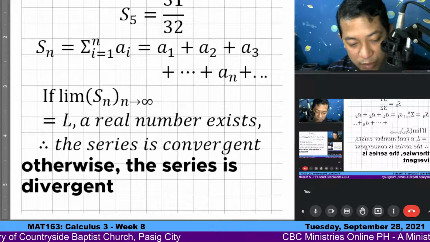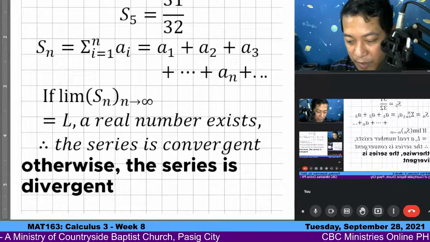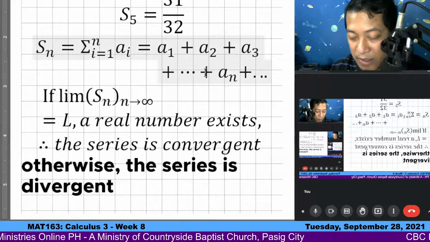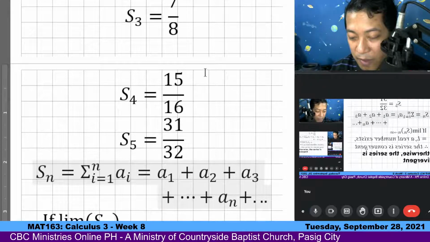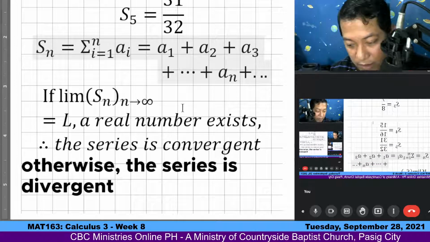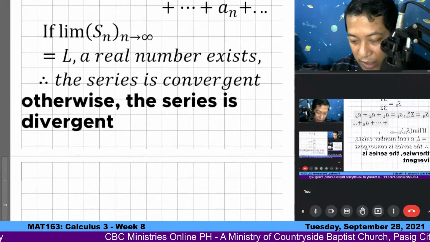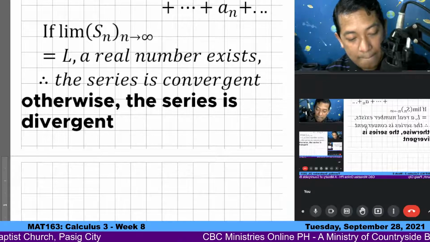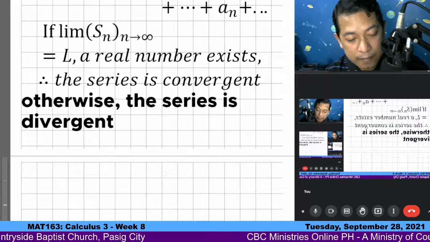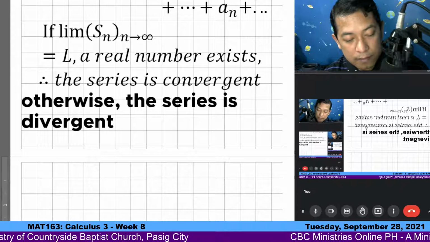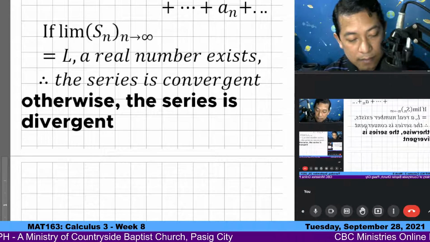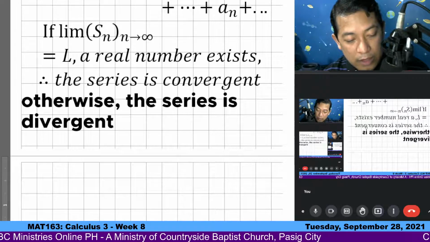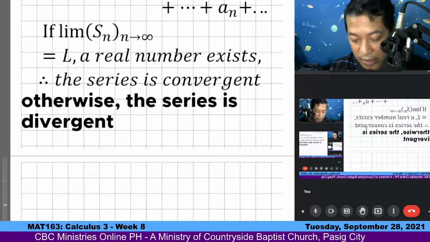Alright, so let's move on. So that's the definition of a divergent and a convergent series. So pag may limit siya, ito ay convergent. Kapag wala naman, divergent. So yun po ang makikita natin dyan. Okay? So those are definitions.